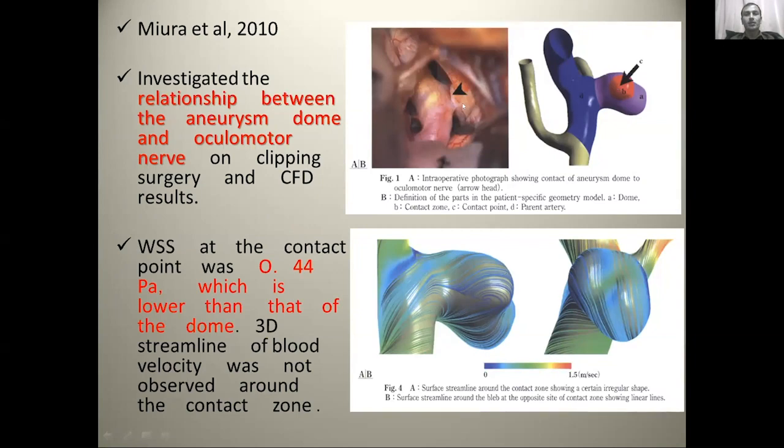And he said that in this case, the contact of the aneurysmal dome and the oculomotor nerve shows some high pressure and streamlined flow changes. In this case, we can see the streamlined flow around the bleb is showing an irregular shape, and the opposite side is showing a linear line. This author concludes that high wall pressure and irregular streamlined flow give us information about the rupture risk.